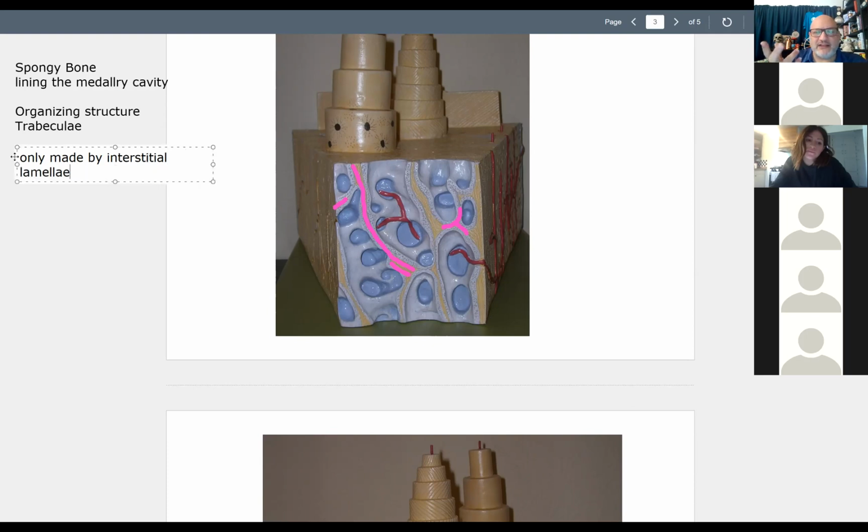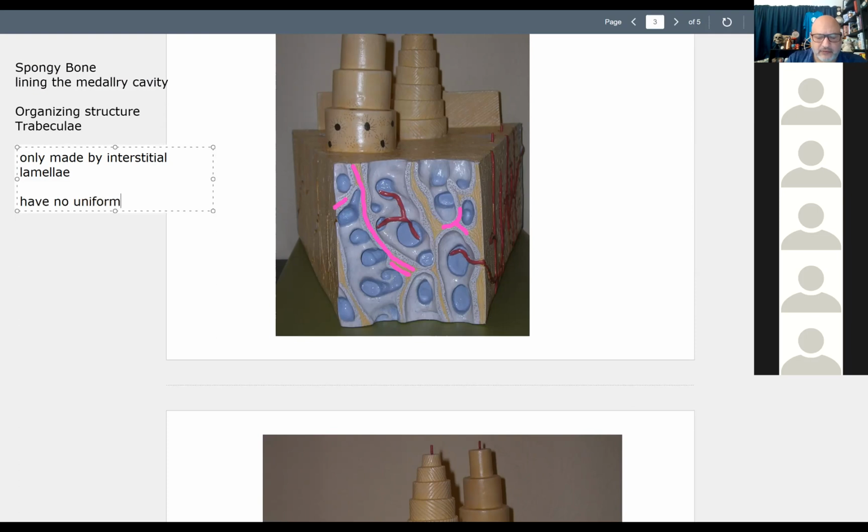But if you think about it, it makes sense. Trabeculae have irregular points and processes. They have no uniform shape. And interstitial lamellae have no uniform shape. So our spongy bone is only made by those irregular lamellae forming irregular trabeculae. So when we look at our matrix, we can see this.